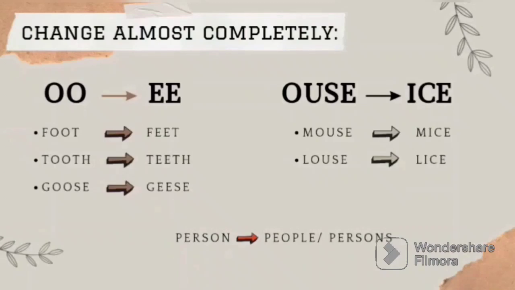One example is words that end in oo, it changes to ee, like foot, feet, tooth, teeth, goose, geese. And words ending in ouse change to ice. For examples, mouse, mice, louse, lice.